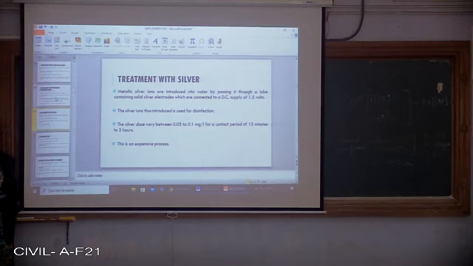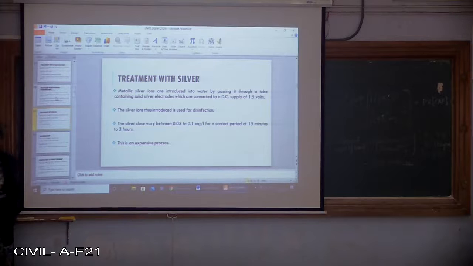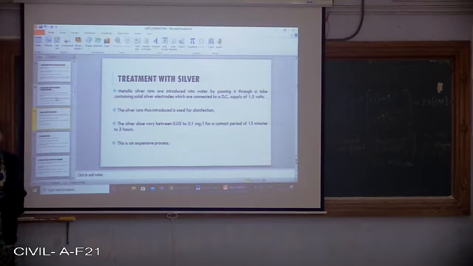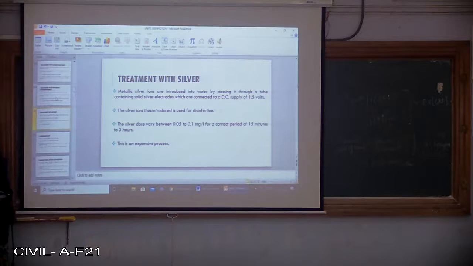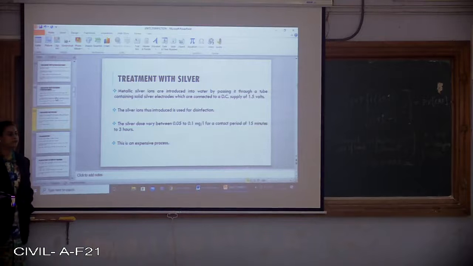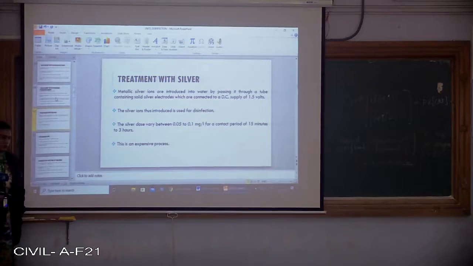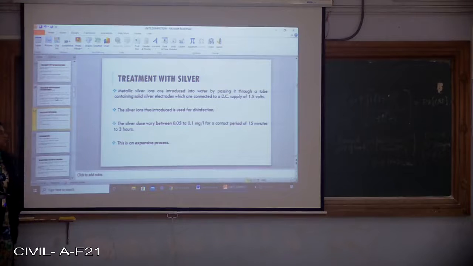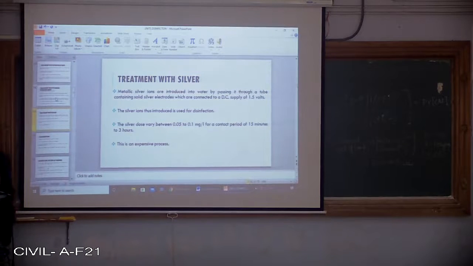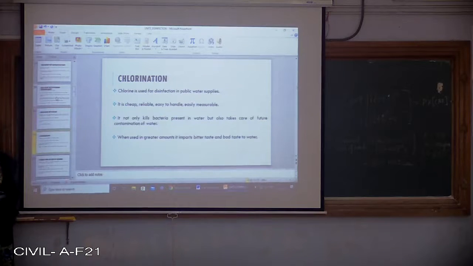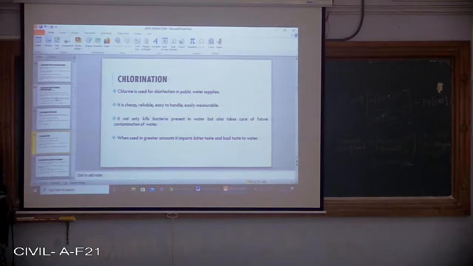0.05 to 0.1 mg per liter for a contact period of 15 minutes to 3 hours. So here the contact period becomes longer, that is, it may be from 15 minutes to 3 hours. This is a very expensive process, so normally that is why we do not use this method. So coming to our good old method, that is chlorination.